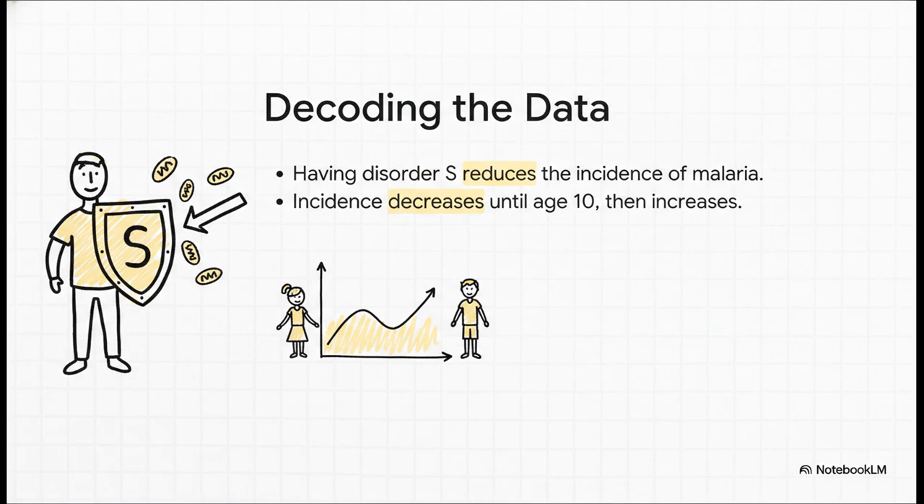The first point is the big picture conclusion. The data suggests that having disorder S might actually reduce your chances of getting malaria, since the percentages are all less than 100. The second point is about describing the specific trend related to age. The percentage goes down, down, down until you hit age 10, and then it shoots back up again. Nailing both of those observations gets you the full 2 marks.